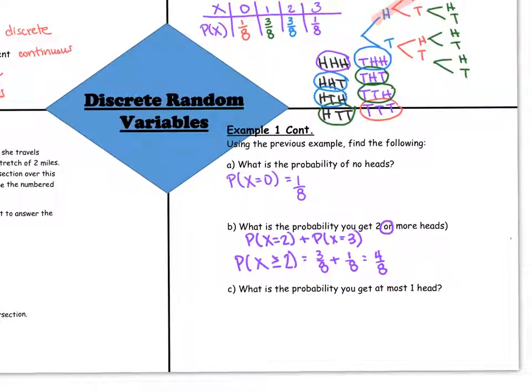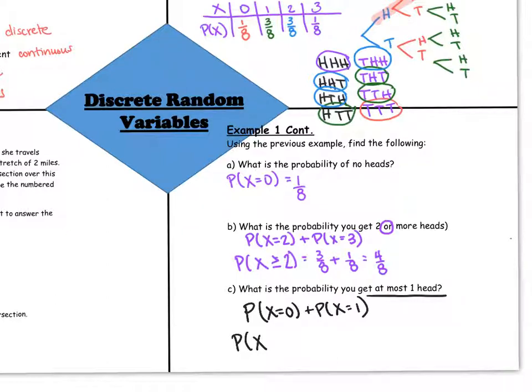What's the probability you get at most 1 head? What does at most 1 head mean? At most means 1 or none. So the probability of at most 1 head would be the probability that x equals 0 plus the probability that x is equal to 1. A quicker way to say that is the probability of x is what?